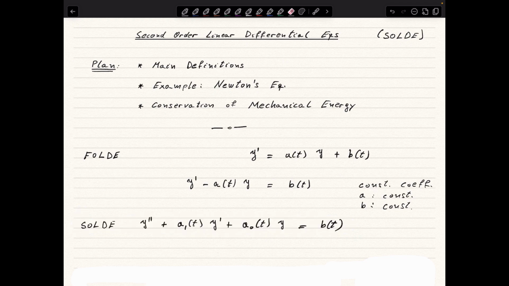linear differential equations, and the second order is because the second derivative of the unknown function is going to appear in the equation, and then we are going to have all the other derivatives, the first derivative and the zero derivative. And we are going to write these equations in this way: the y dependence on the left side and the rest on the right hand side.